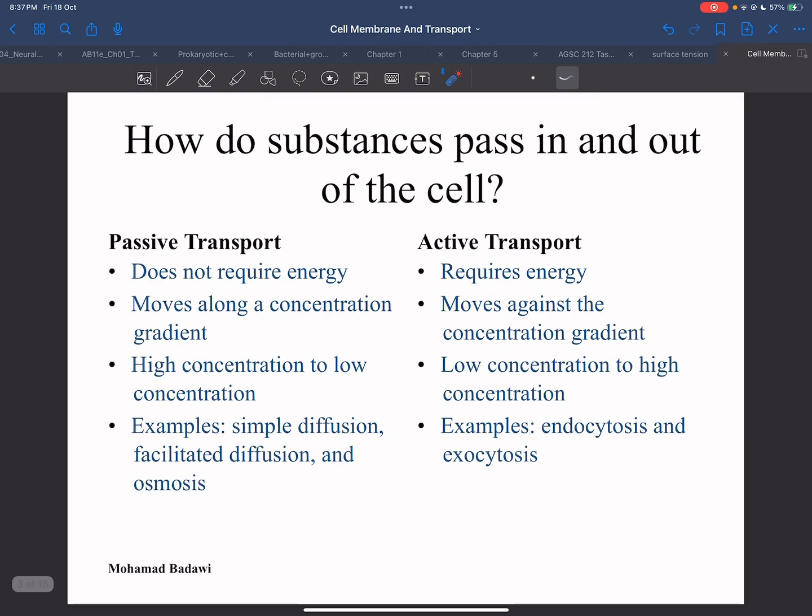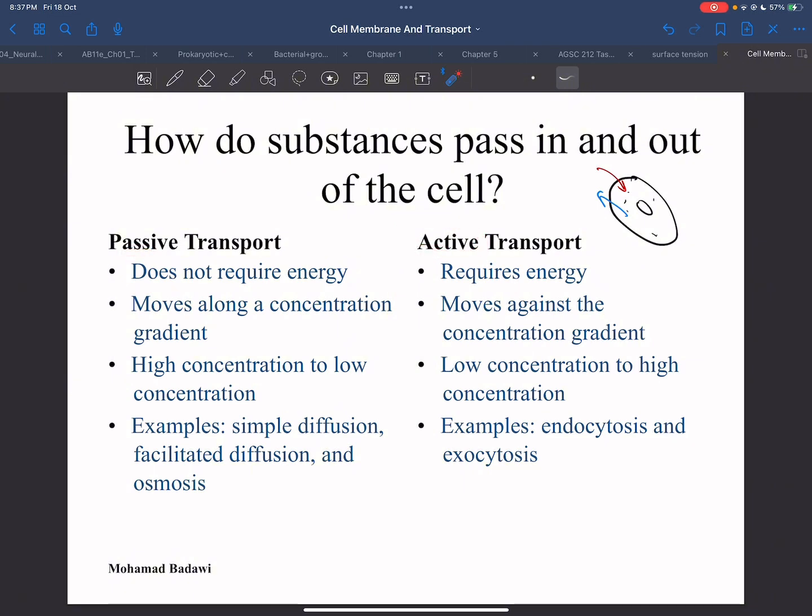So now let's look at how substances pass in and out of the cell. Of course, this is the cell membrane, and this is a cell with the different organelles, for example. Now I need some materials to enter the cell, and of course I want some wastes to leave the cell. I don't want waste to build up inside the cell. So I have two main types of transport: passive transport and active transport.